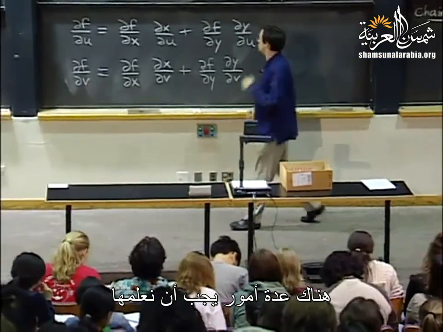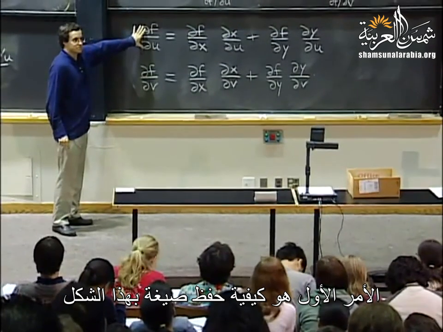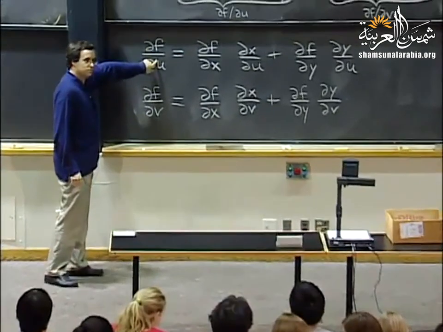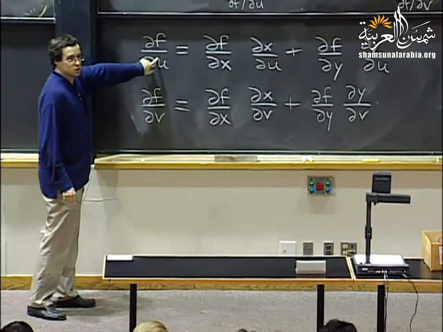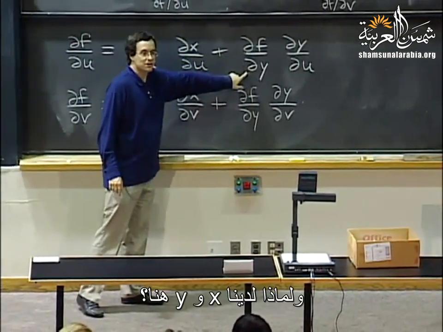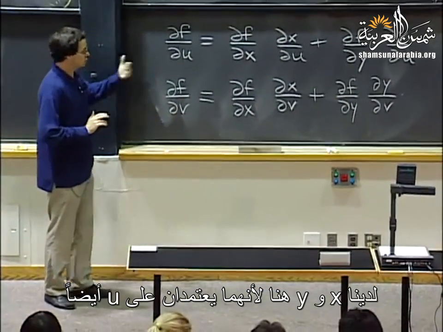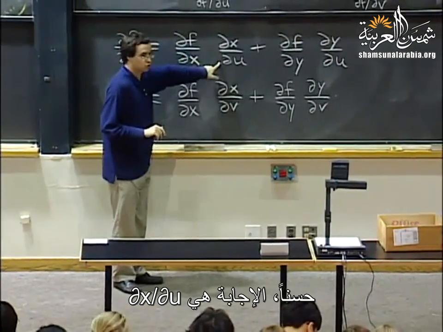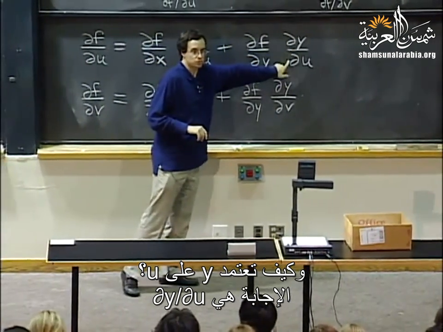So a couple of things to know. The first thing, how do we remember a formula like that? Well, that's easy. We want to know how f depends on u. Well, what does f depend on actually? It depends on x and y. So we'll put partial f partial x and partial f partial y. Now, x and y, why are they here? Well, they're here because they actually depend on u as well. How does x depend on u? Well, the answer is partial x partial u. How does y depend on u? The answer is partial y partial u.